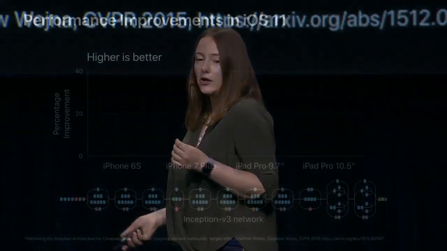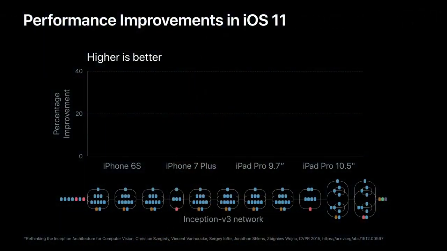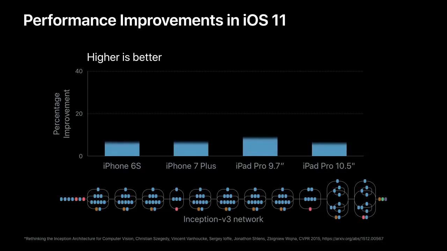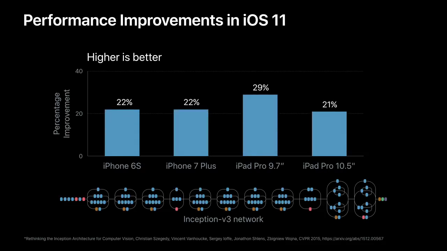OK, thank you so much. So we've added all of these new convolution CNN primitives, but that's not all. We also went back and improved the performance of some of the core CNN kernels that were available to you in iOS 10. So this chart shows the performance of the Inception v3 network, which is a commonly used network for image recognition, in iOS 11. And as you can see, we're bringing you at least 20% performance improvement across different iOS hardware.